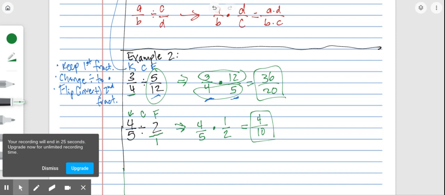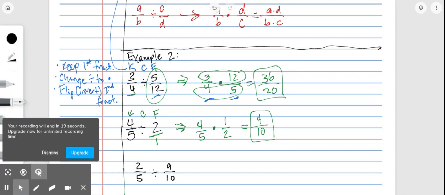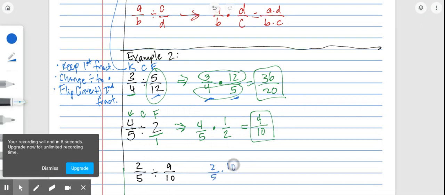So that's how you would do it if you had whole numbers or if you had fractions. So here's an example problem I want you to try. Try 2/5 divided by 9/10. Pause this video and then come back and I'll give you the answer. Hopefully you've paused. This should become 2/5 times 10 over 9, which is 20 over 45. That's what you should have gotten. Awesome, you guys. Let's go to work.